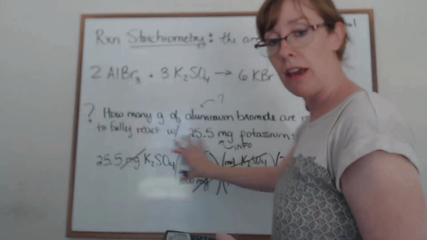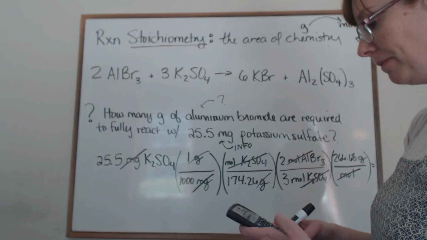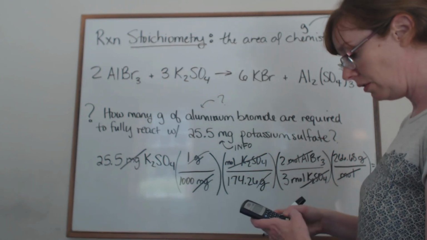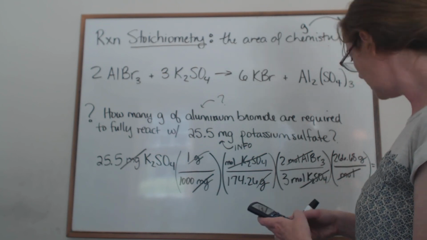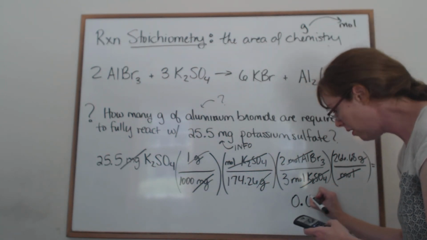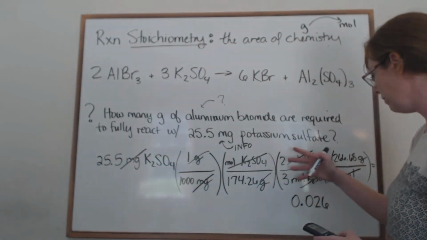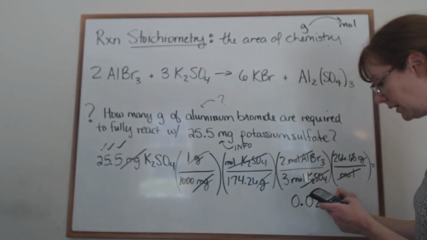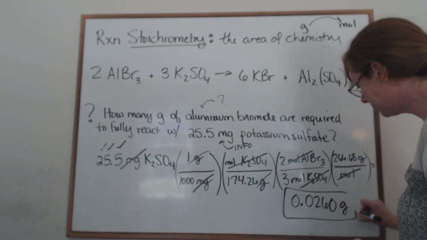So now let's go ahead and get our final answer. 25.5 divided by 1,000, enter. Divided by 174.26, enter. Times 2, enter. Divided by 3, enter. Times 266.68. And I'm getting 0.026. And this has 3 sig figs. All the rest are not going to, this is going to be the smallest number of sig figs. So my answer will have 3 sig figs, 0.0260 grams, and that would be enough of an answer.